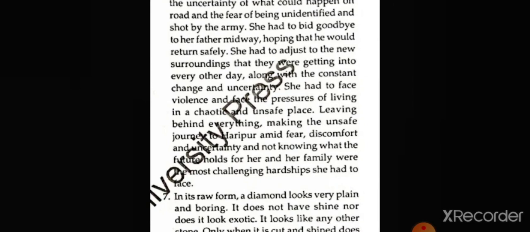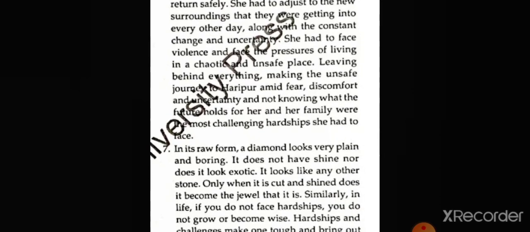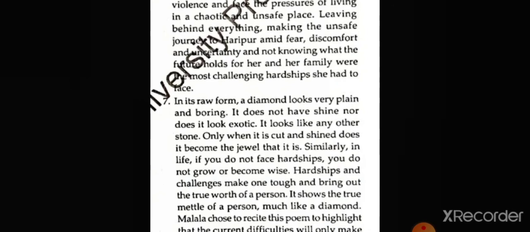Question number 7. A diamond must be cut many times before it yields even a tiny jewel. In your own words, explain what this line means to you. Why do you think Malala chose to recite this poem? In its raw form, a diamond looks very plain and boring. It does not have shine, nor does it look exotic. It looks like any other stone. Only when it is cut and shined does it become the jewel that it is.